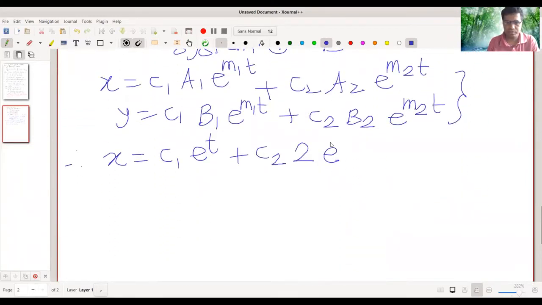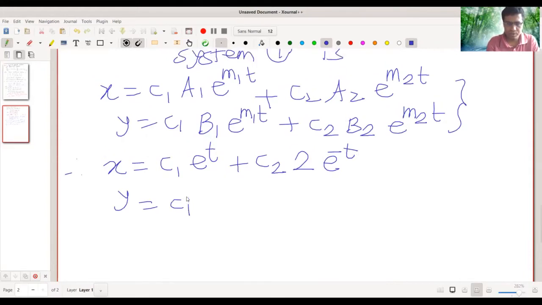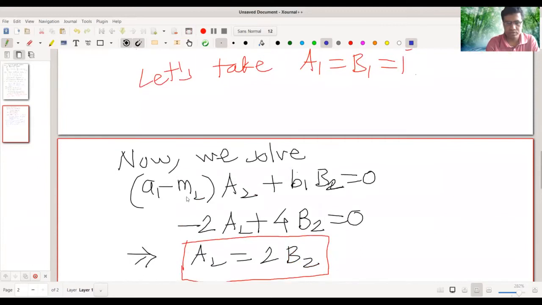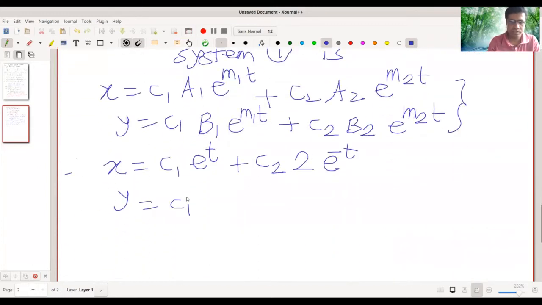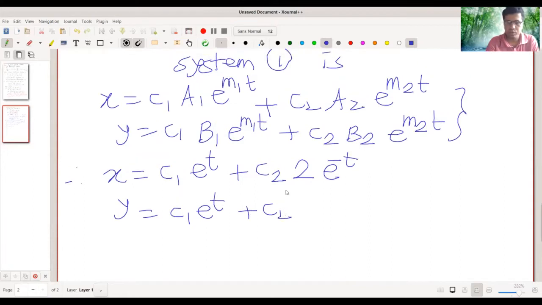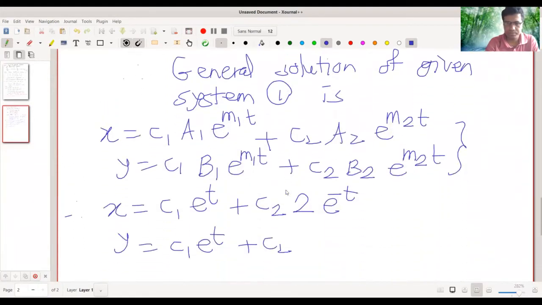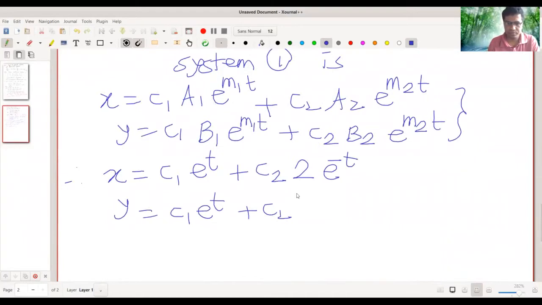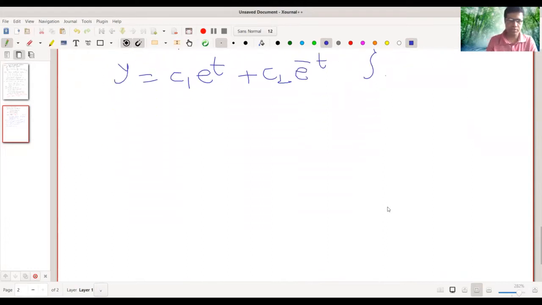So minus t. And y is C1 B1 e raised to M1t. B1 is also 1, so it is e raised to t plus C2 B2 is also 1, e raised to minus t. Okay, so this is the required general solution. Let us consider the next example.